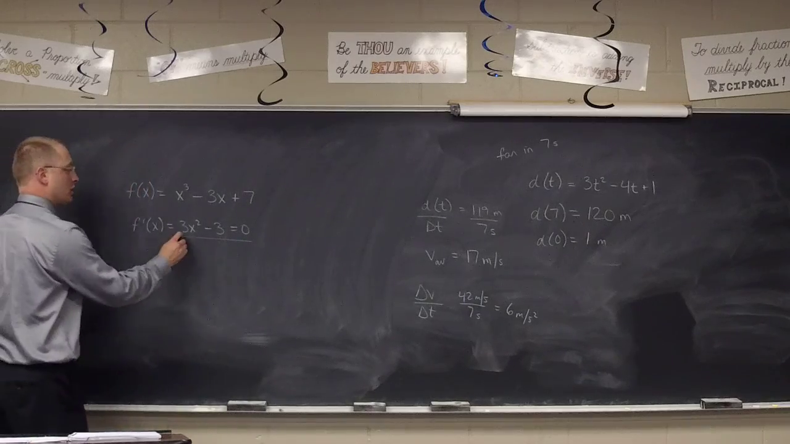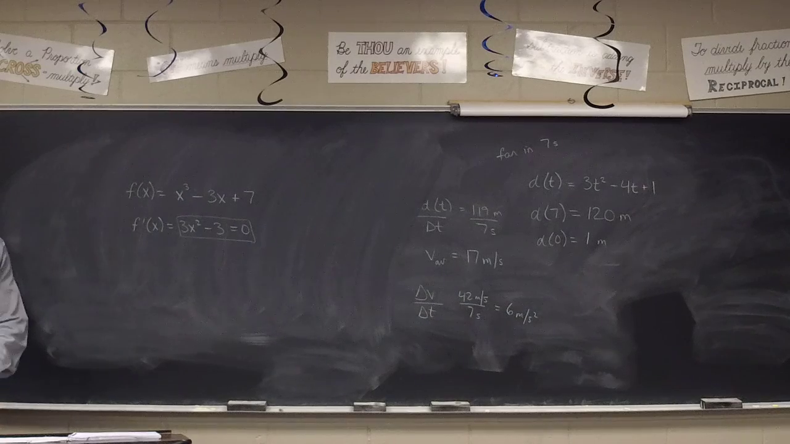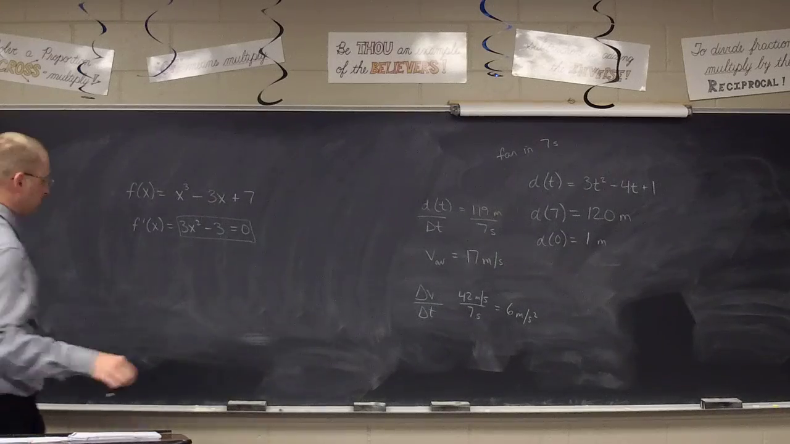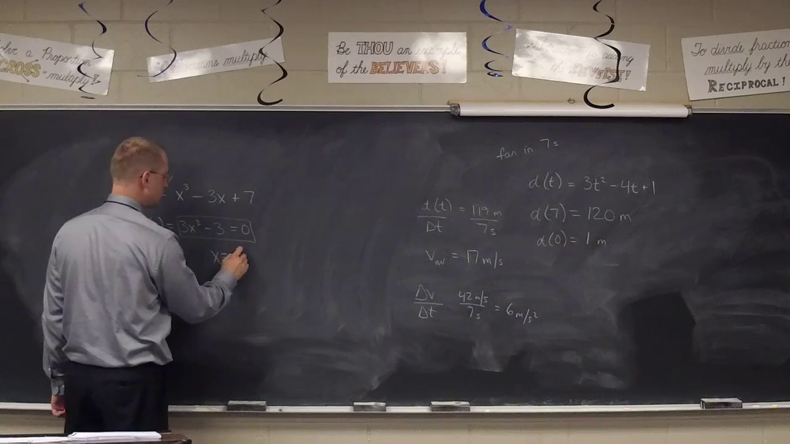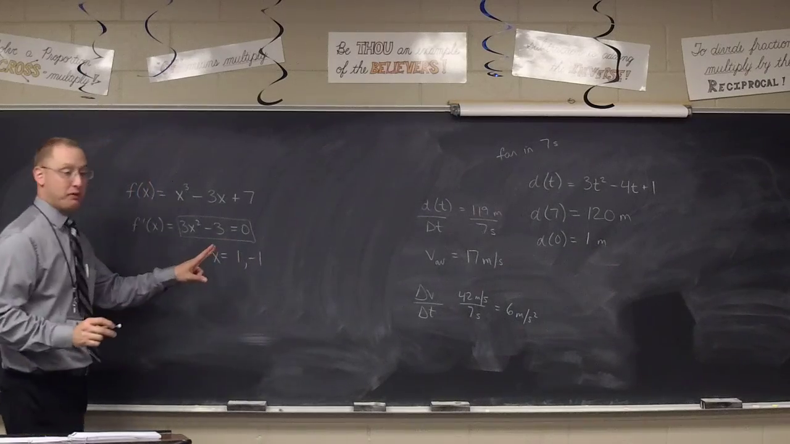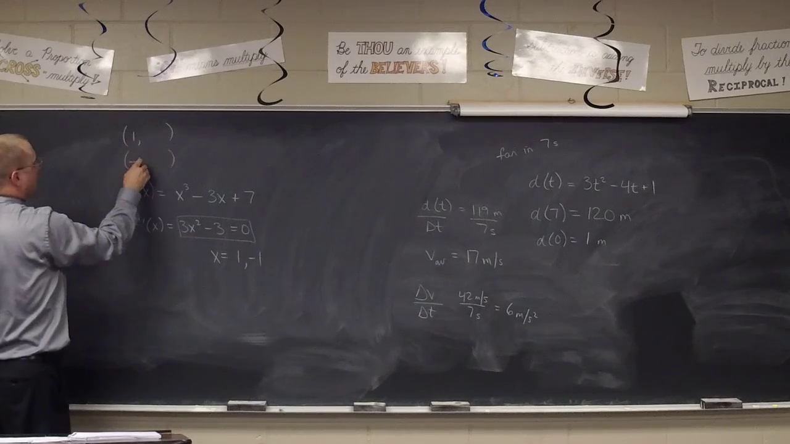Now we have a little equation that we could solve. What might we do to solve the equation, Jamie? Take the negative 3 over as a positive 3. Divide both sides by 3. Then take the square root. And we'll get x is equal to 1 and negative 1. Now that's two different x values. So we get a critical point where the x value is 1. We get a critical point where the x value is negative 1.